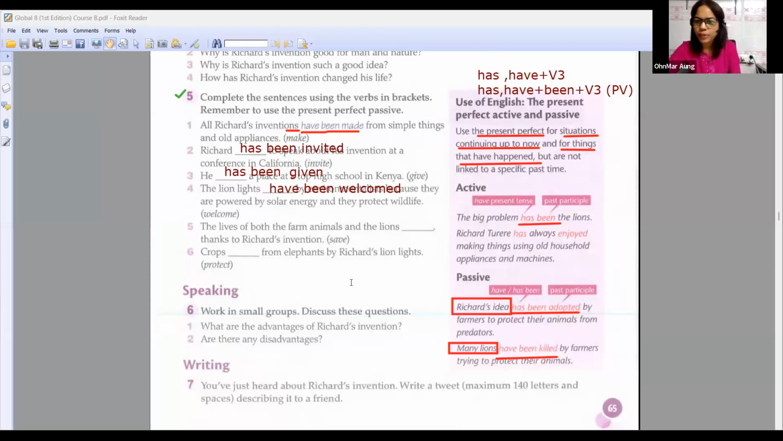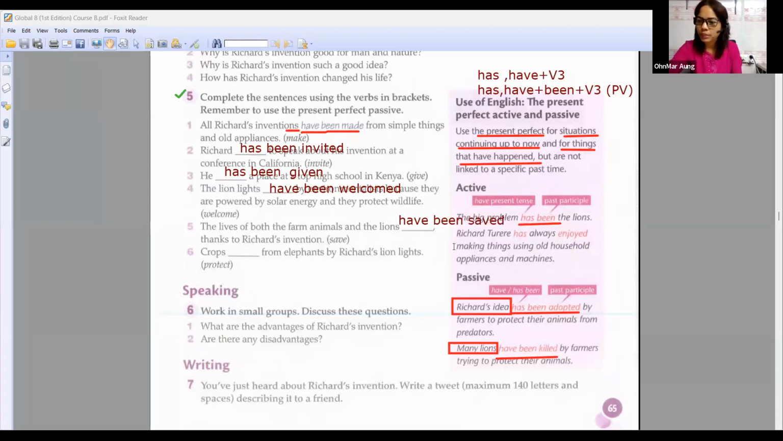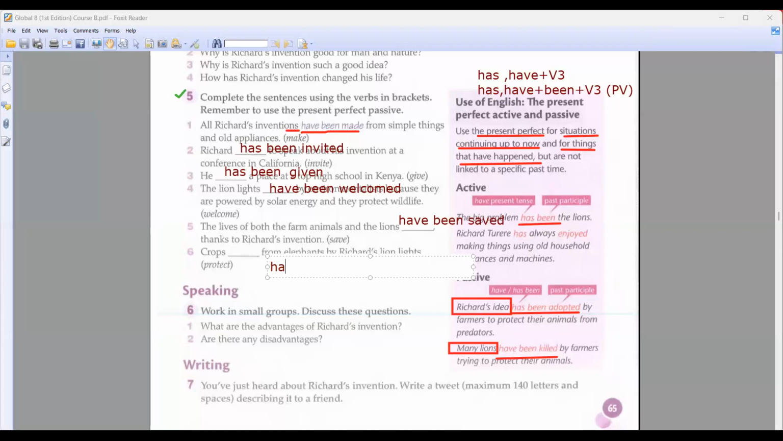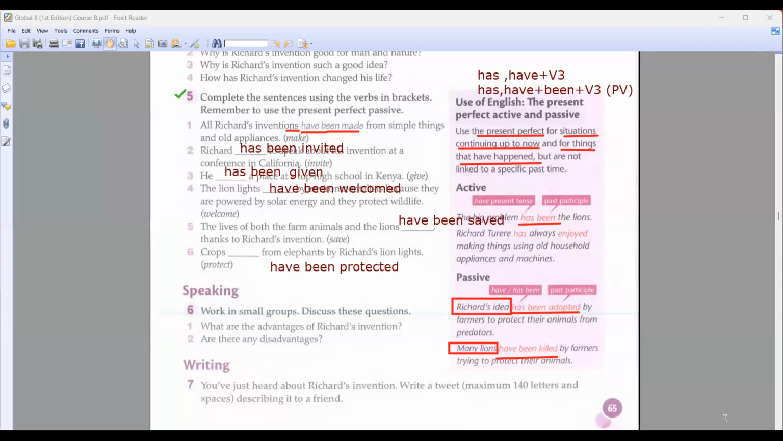Number 5. The lives of both the farm animals and the lions have been saved thanks to Richard's invention. Yes, have been saved. Correct. The next one, number 6. His crops have been protected from elephants by Richard's lion lights. Have been protected or protected? Protected. Have been protected. Everybody, passive. All the passive verbs must end with the participle, verb 3, you know, invited, given, welcomed, saved, protected, made, like this.